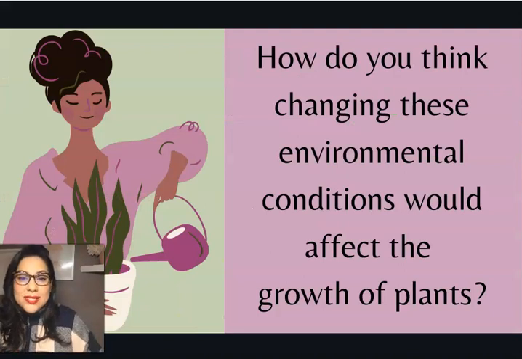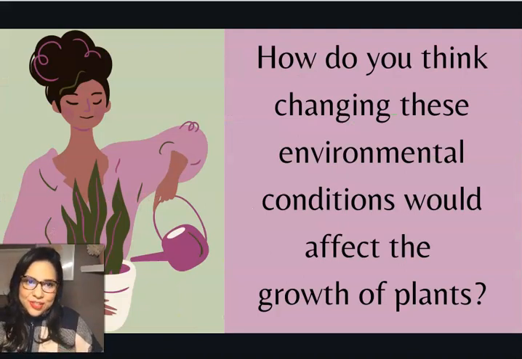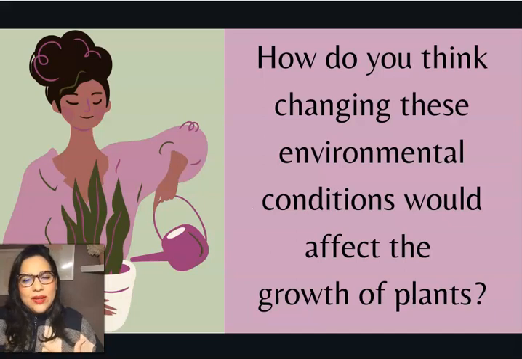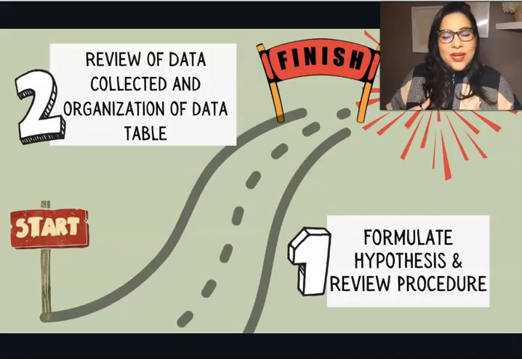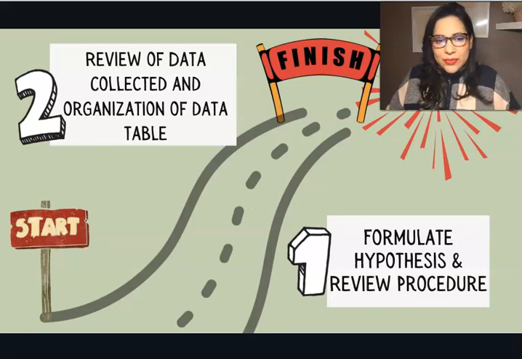Hey guys, welcome back. In this video, we're going to continue to explore our unit essential question, which is how can we use environmental and genetic factors to explain changes in organisms? We will be focusing more on the environmental factors today, and we're going to be reviewing an experiment to see how changing some environmental conditions affect the growth of plants. So in our journey, we're going to be making two stops. The first stop is formulating a hypothesis and reviewing our procedure for our experiment. And in our second stop, we're going to review the data that we collected and organize the data in a data table.